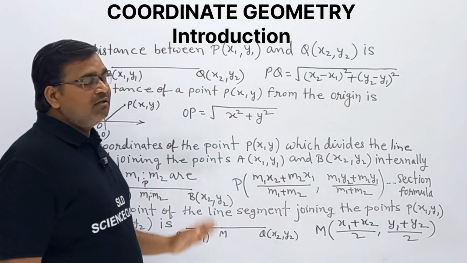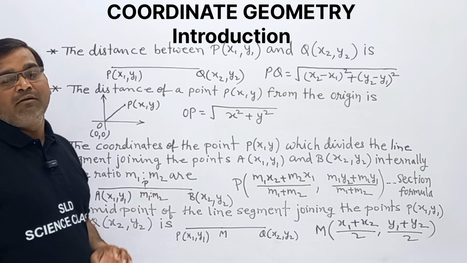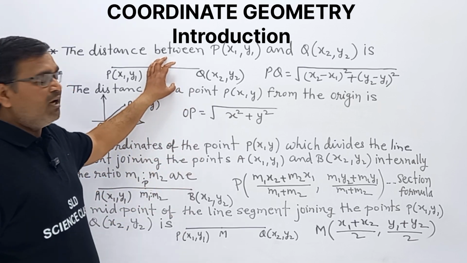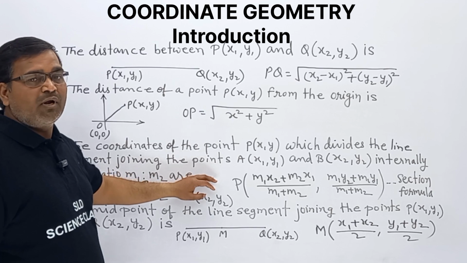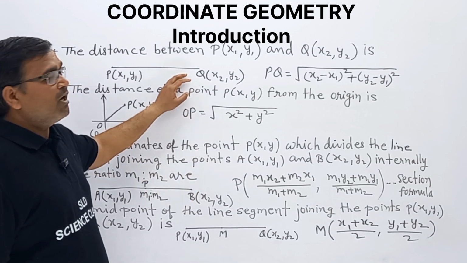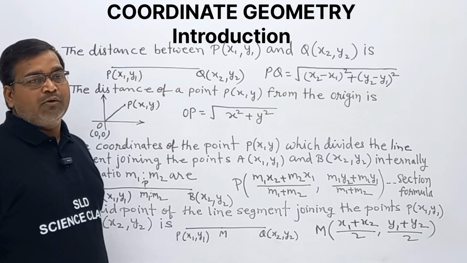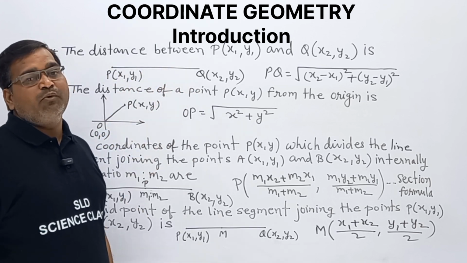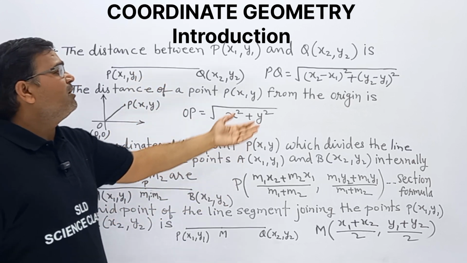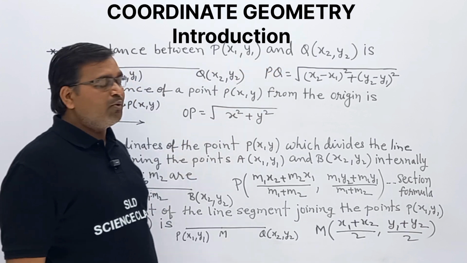Clear? In this chapter we have these main formulas. First one is the distance formula, second one is the section formula. Clear? With the distance formula, we can find the distance between 2 points; joining them we get a line segment, and the distance of that line segment is found by using the distance formula. Clear? This one is the distance formula.